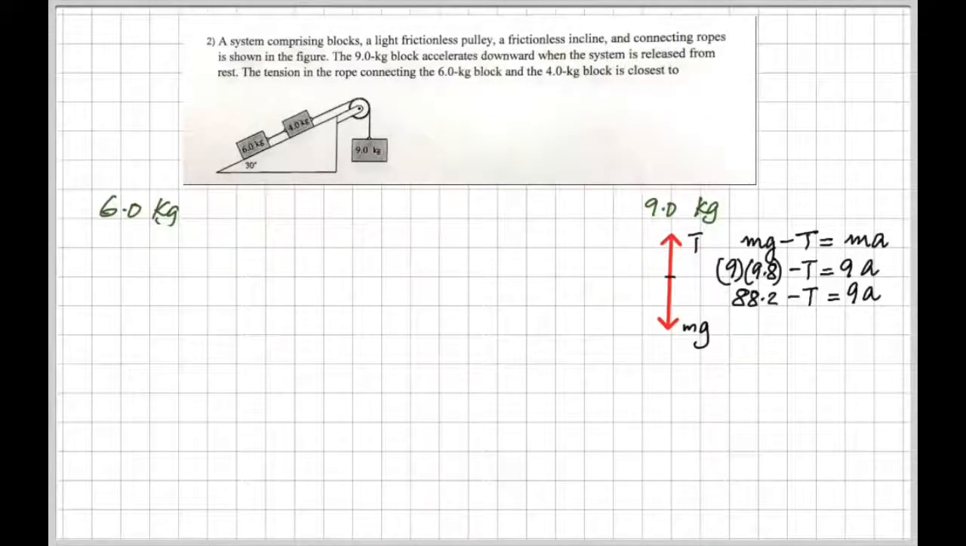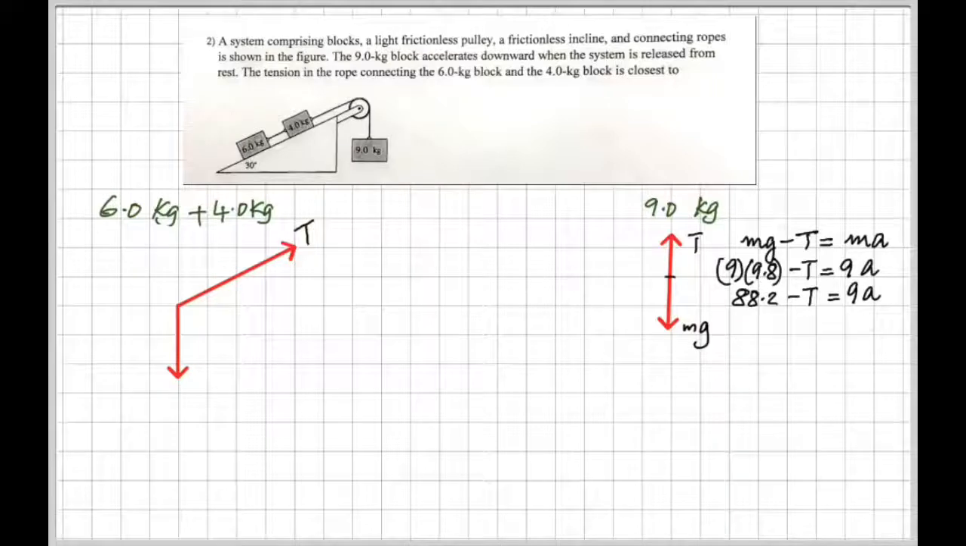Here we will look at the free body diagrams, and it's easier to start with the 9 kilogram object because there are only two forces that act on it. One is the weight of the object, mg, acting vertically down, and the other force is the tension through the string acting up. Therefore the net force is mg minus T, which is equal to ma. So the mass is 9, so 9 times 9.8 minus T is 9a. And then you get the equation 88.2 minus T is equal to 9 times a.